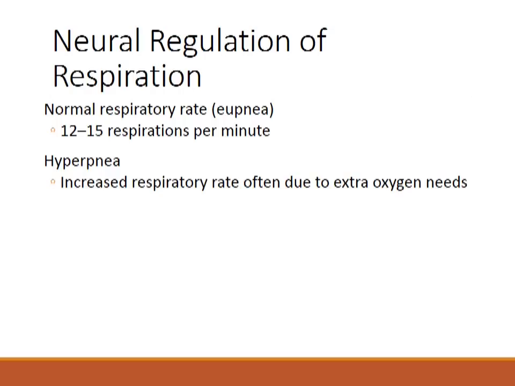Eupnea is what we call normal respiratory rate, and it's about 12 to 15 respirations per minute. Hyperpnea is an increased respiratory rate, often due to extra oxygen needs. So if the body is low on oxygen, we're going to breathe more to get more of that oxygen into our system.